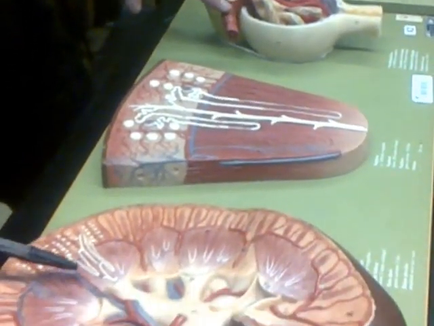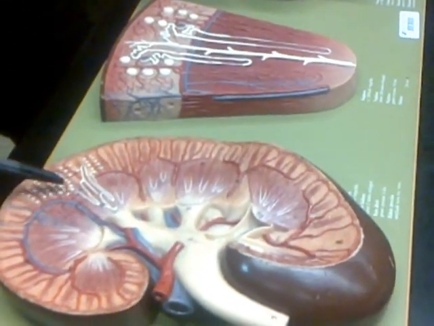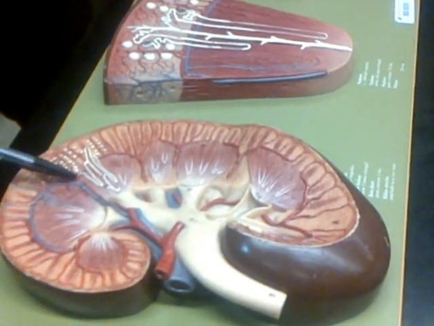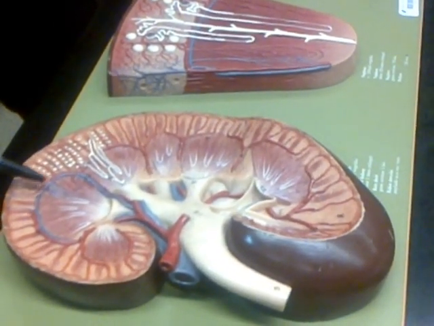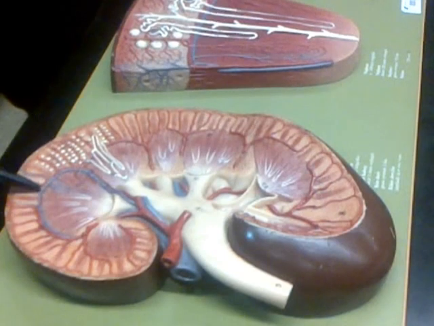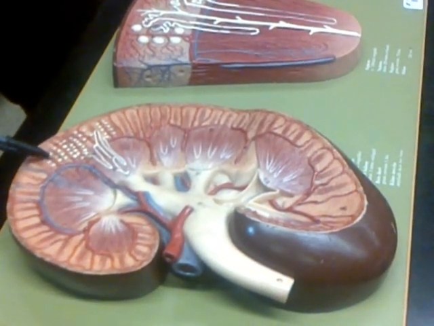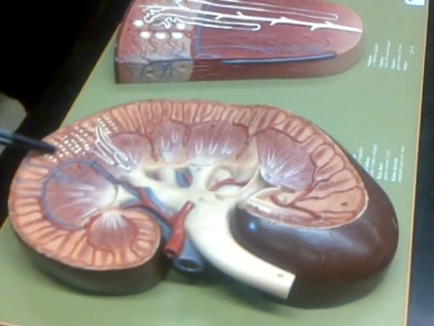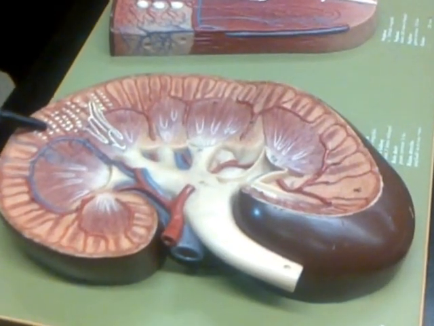So just to be clear, this is the interlobar, this is the interlobular. The difference between them is the arcuate. Interlobar, arcuate, interlobular. Then the interlobular gives rise to the afferent arteriole that's here.